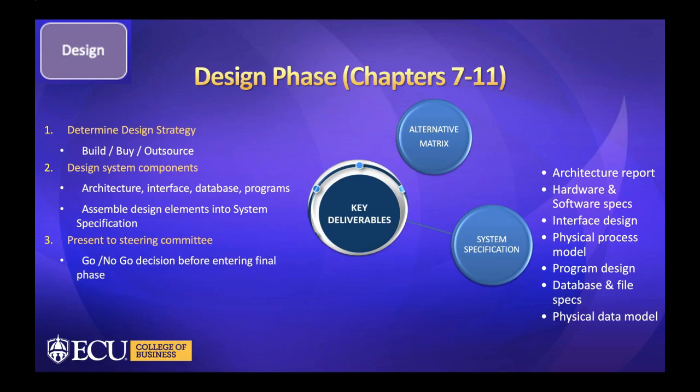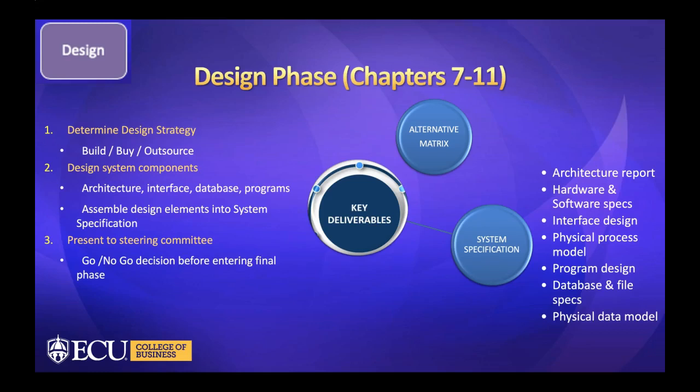The third phase of systems development lifecycle is the design phase. We'll cover that in chapters 7 till 11. And the first thing you do is, what is the design strategy? Are we going to build a whole new system? Are we going to buy an existing system? Are we going to outsource the development of such a system? So the deliverable related to that would be the alternative matrix.